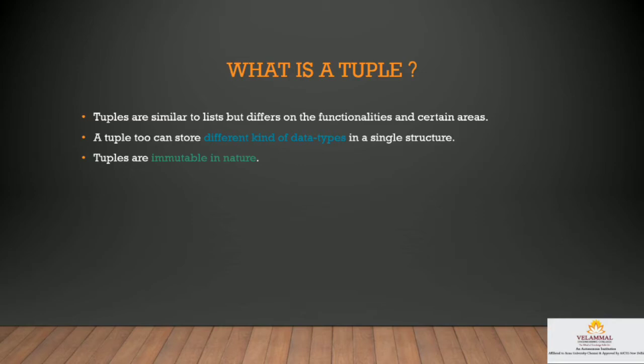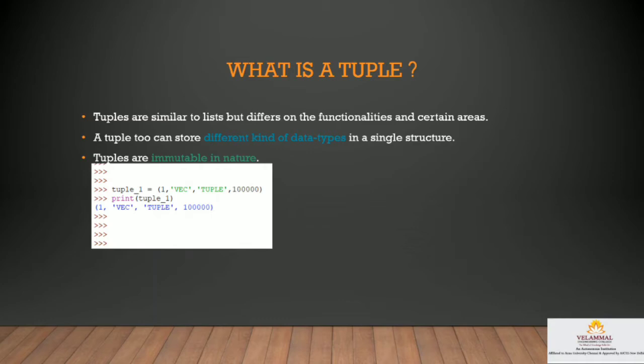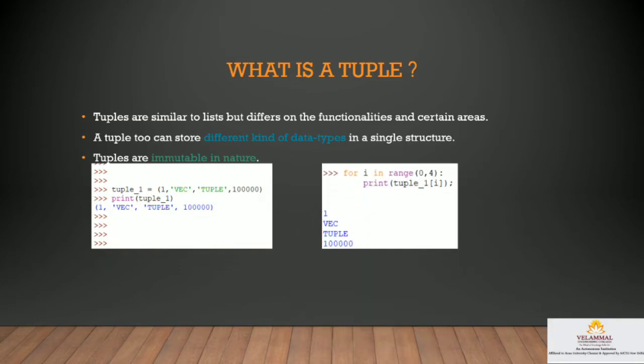Whereas in list, even after defining it, you can change the values. That is one of the illustrations of how mutable and immutable is done. Okay, now we will see how tuple is declared with an example. So it is declared using a parenthesis, tuple 1 equal to 10,000. If I print the tuple 1, the tuple is printed.